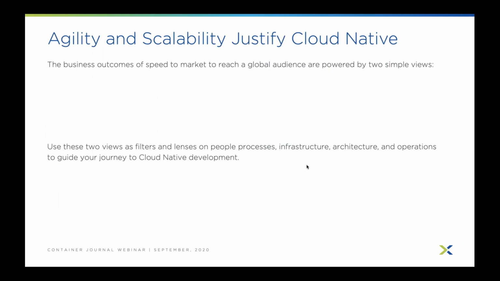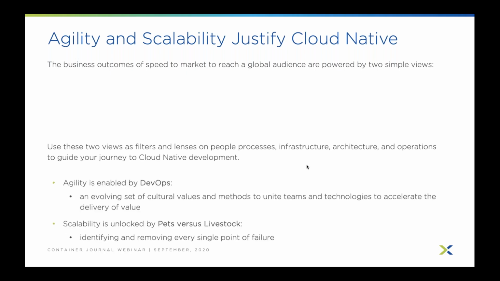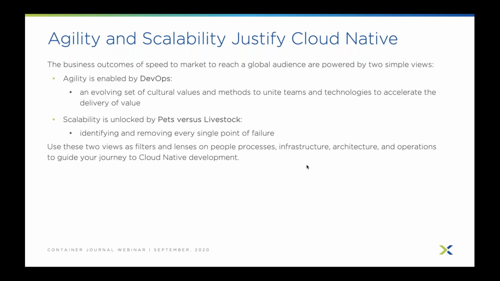So therefore, we really want to finish the justification, which is really that, oh, great, all those technologies are nice, but what do they give us? They give us the speed to market to reach a global audience with two very simple outcomes: agility and scalability of any business initiative. And I'll argue even further, and we'll drill down on this next, that agility is enabled by a DevOps approach towards cloud native. And when we try to reach a global audience and perform anywhere, we really need to remove every single point of failure. And we use the lens of pets versus livestock to expose that.